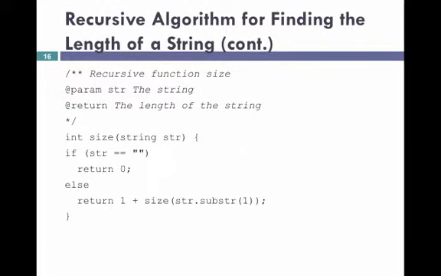Here's some C++ code to do this. We have a function size. It takes a str parameter, which is the string, and returns the length of the string. Here's the base case where our empty string equals 0. Otherwise, we return 1 plus we recursively call size with a smaller string. This is the substring that eliminates the first character at index 0.